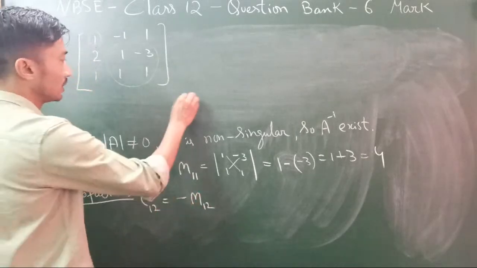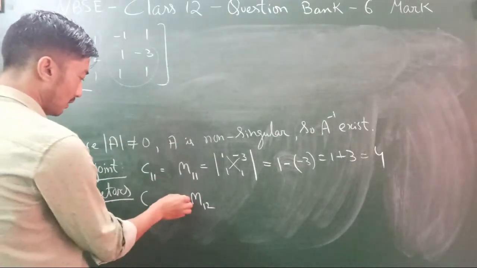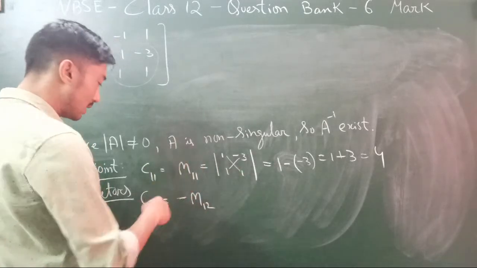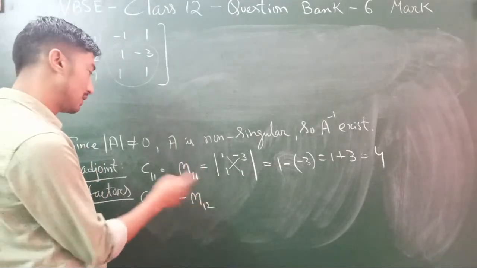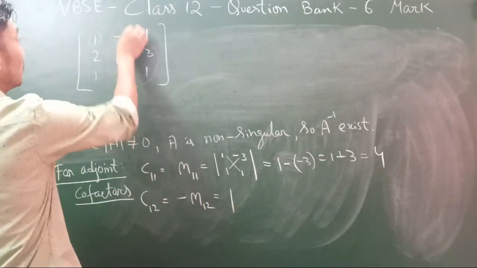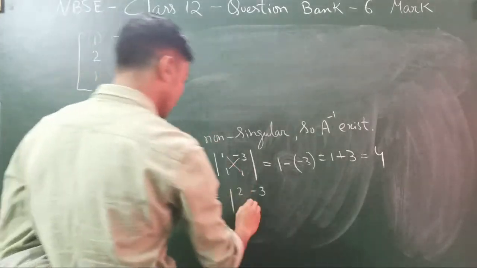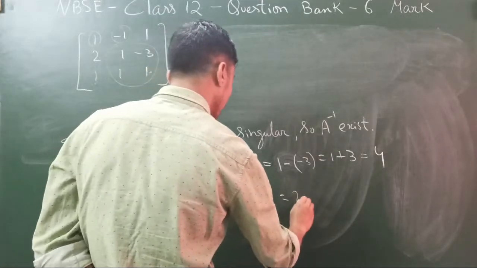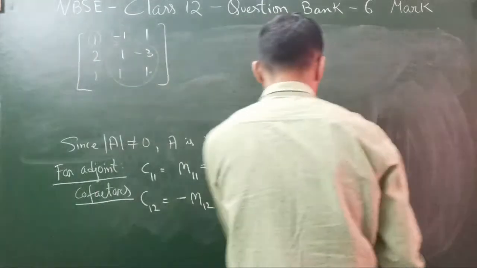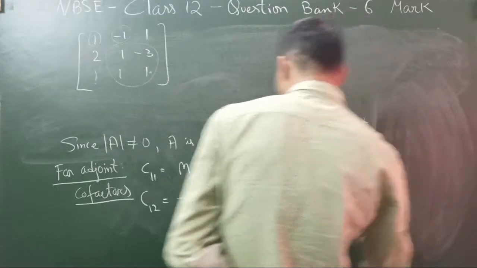For C12, the cofactor, that will be M12 minor, but a negative sign should come because, of course, there is a formula, no? Minus 1 power i plus j and all. We'll not discuss that detail now. All you have to remember is simple, that is 2 plus 1, 3. So whenever it is odd, introduce a negative sign. Whenever it's even, let it be the original value. So M12, that will be 2 minus 3, 1, 1. So this value, 2 ones are 2, plus 3. That is minus 2 plus 3, minus 5.